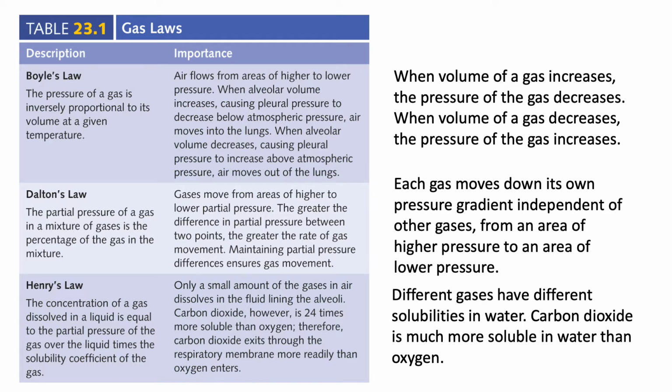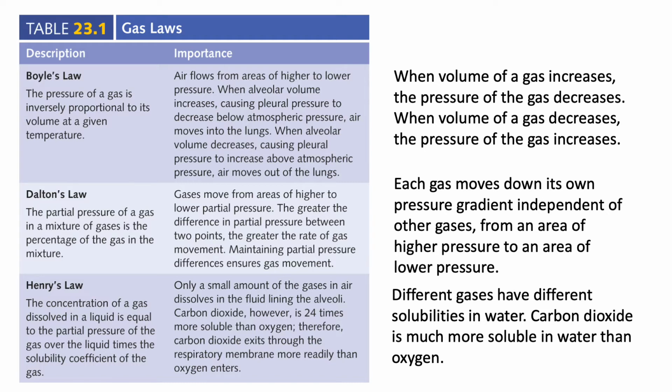Gases also move down their own pressure gradient, depending on the ratio that they are of the whole, of the total gas mix, independent of each other. So oxygen and carbon dioxide will move down their own respective pressure gradients independently of each other and in opposite directions.